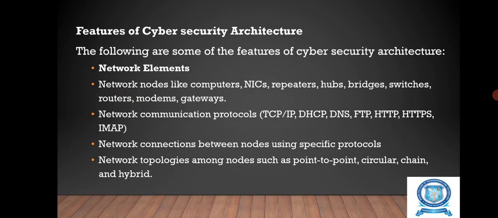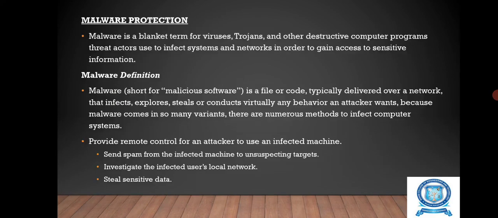Now let us see about the features of cybersecurity architecture. The following are some of the features of cybersecurity architecture. The network elements, network nodes like the computers, NICs, repeaters, hubs, bridges, switches, routers, modems, gateways, etc. The network communication protocols are TCP/IP, DHCP, DNS, FTP, HTTP, IMAP. So, network connections between the nodes using the specific protocols and network topologies among the nodes, such as point-to-point, circular, chain, and hybrid.